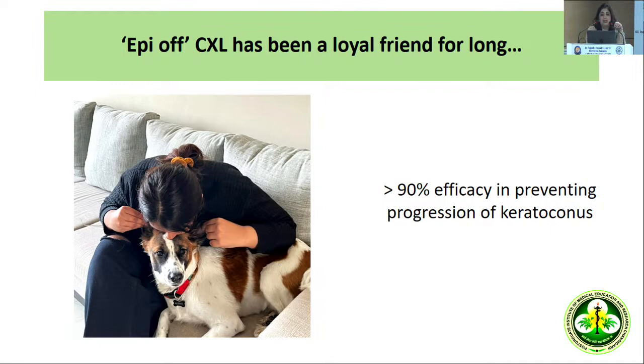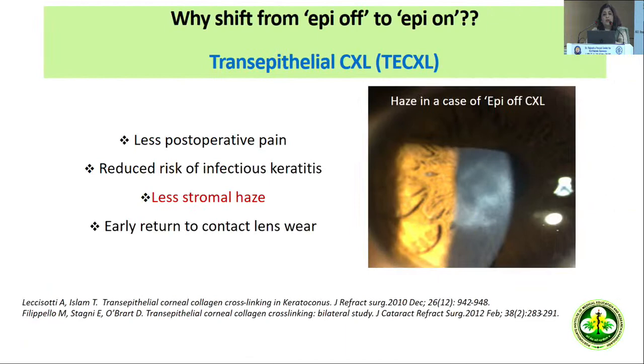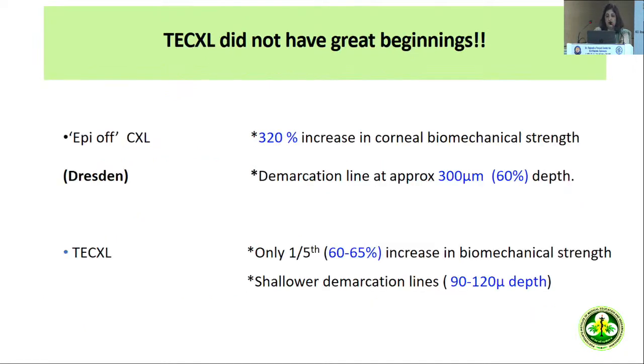So epi-off CXL has been a loyal friend for a long, long time because it's shown greater than 90% efficacy in preventing progression of keratoconus and is a safe procedure. So then why shift from epi-off to epi-on, that is, transepithelial CXL? One, because there's less post-operative pain. We haven't removed the epithelium. There's reduced risk of infectious keratitis. And the third, which bothers me sometimes a lot, which you cannot control, is the stromal haze, which one sees with the epi-off procedures. Occasionally one does see it. And also you have the early return to contact lens wear.